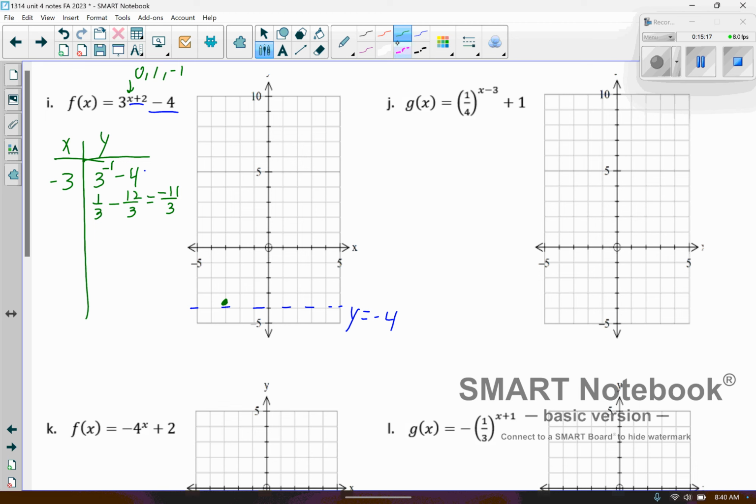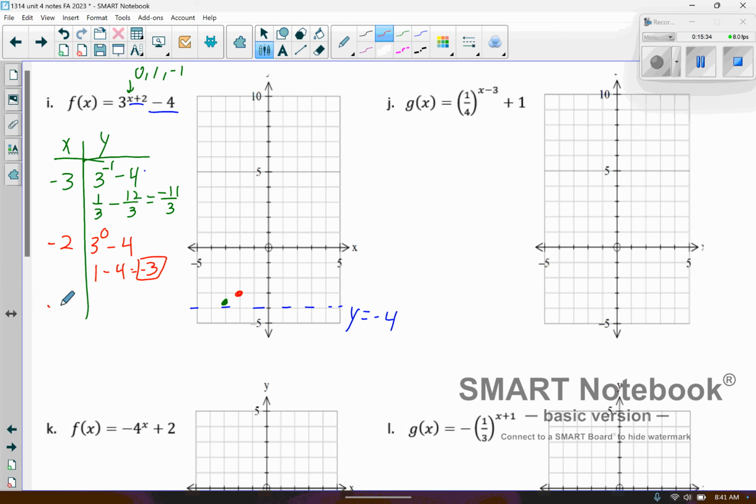So if I plug in, let's say negative 2, then I'll get 3 to the power of 0 minus 4. So then I'm going to get 1 minus 4, which equals negative 3. So at negative 2, I get negative 3.